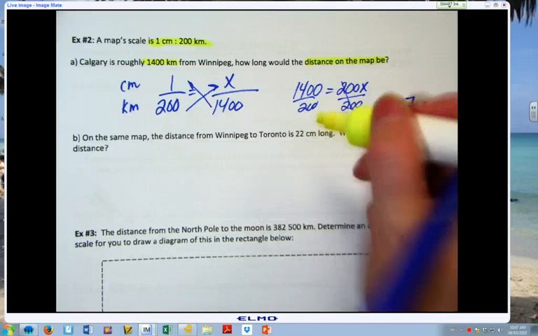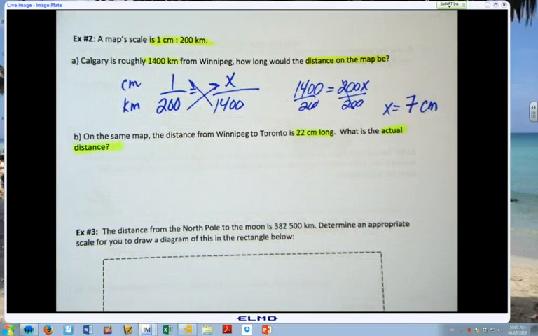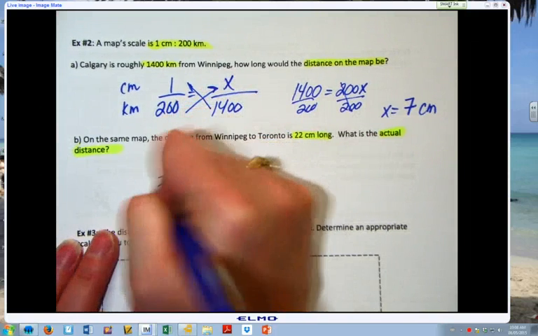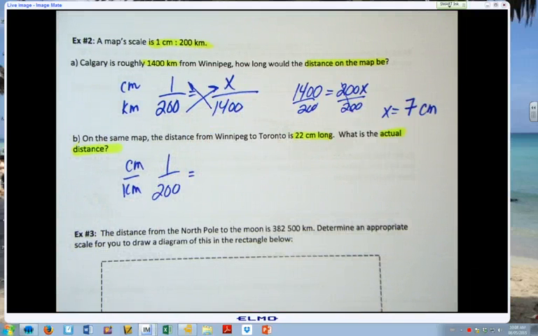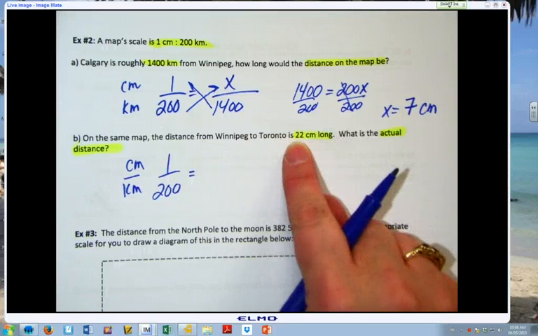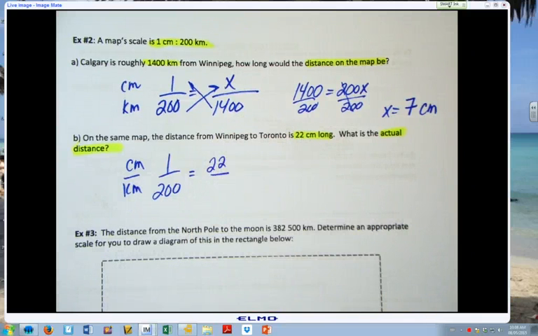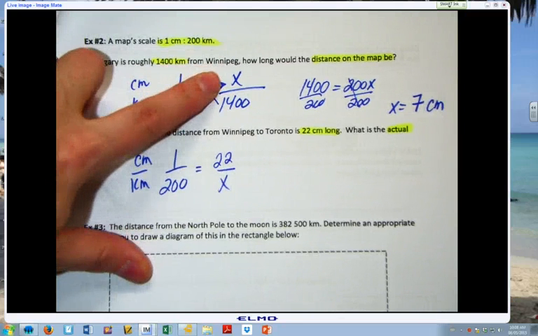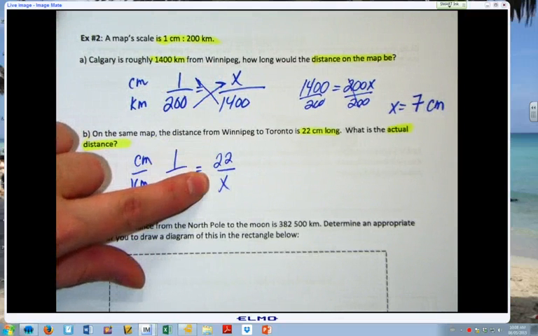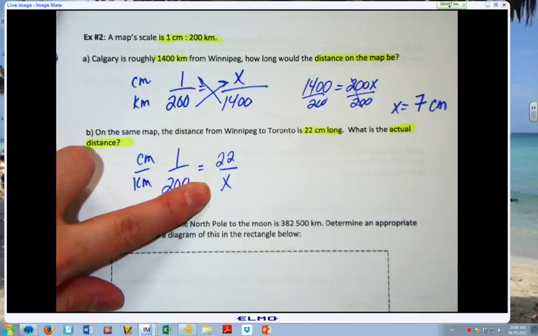On the same map, Winnipeg to Toronto is 22 centimeters long. What's the actual distance? We're going to start with the same ratio, 1 over 200, and that's centimeters over kilometers. Where is 22 going? On the top or on the bottom? Why on the top? Because it's centimeters. What's going to go on the bottom? X. So let's just review. Why did the x go on the top here, but it's on the bottom here? Because this one gave us kilometers, where this one gives us centimeters.